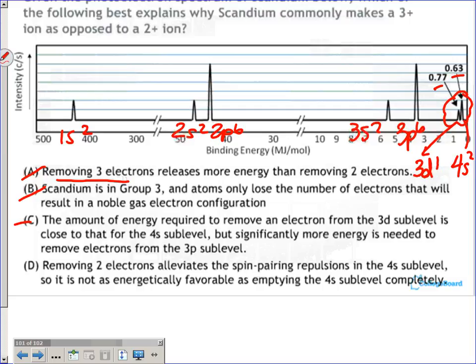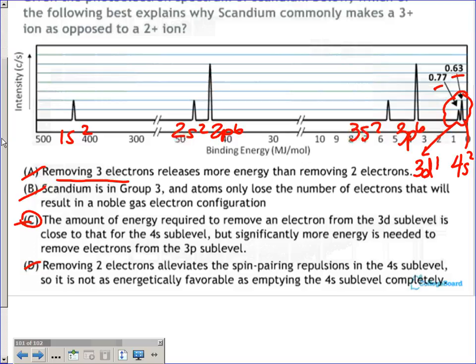Removing 2 electrons alleviates the spin repulsions, emptying the 4s completely. They're not actually repelling each other so much, because that's a full subshell, so it's a fairly stable arrangement. So C would be the best answer there.